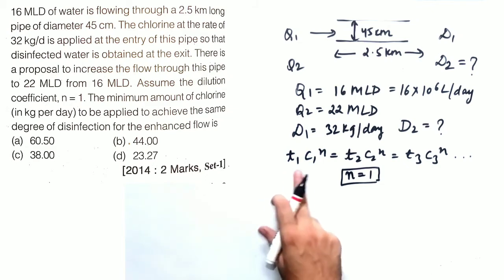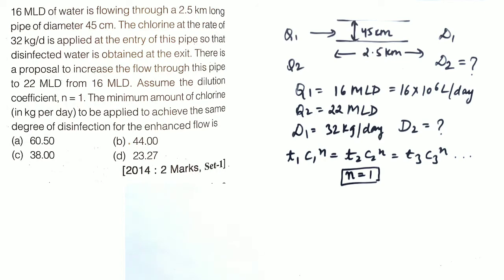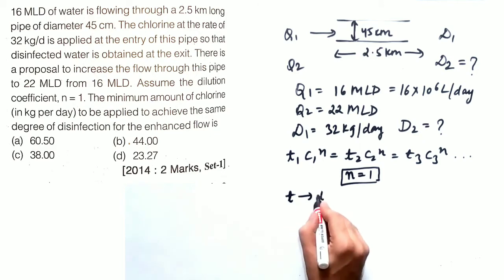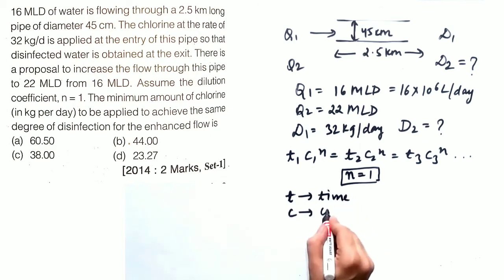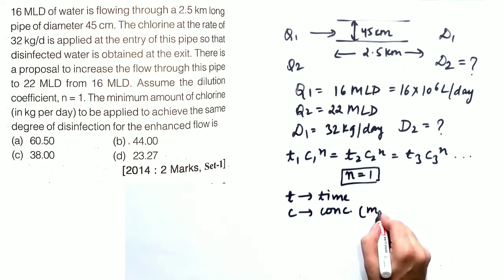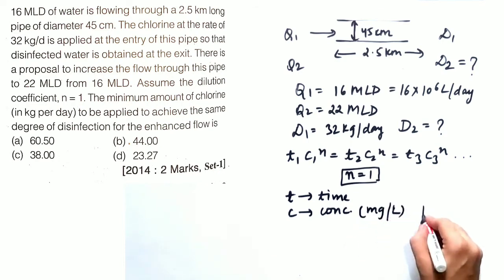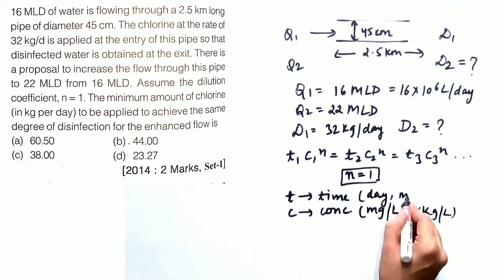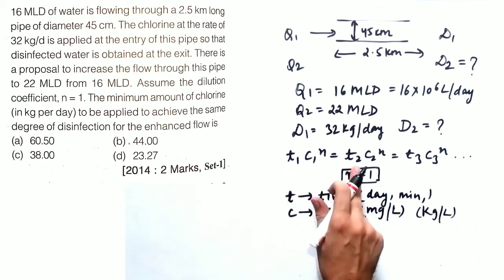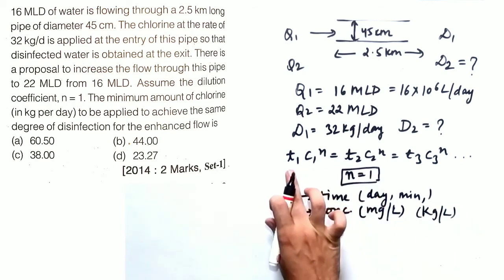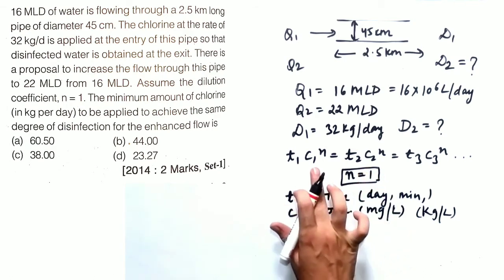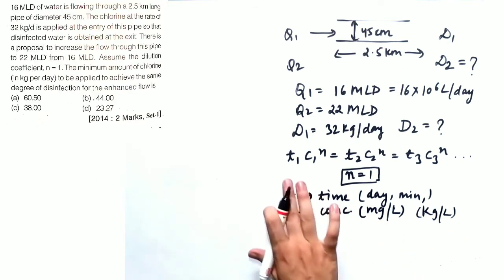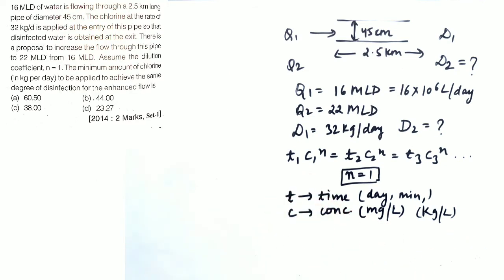You can see that there are terms T and C, and the given terms are Q and D. So how can we interpret this? See, T is the time and C is the concentration, and concentration is always in milligrams per liter or kilogram per liter and so on. Time can be in days, in minutes, in seconds and so on, because this is a kind of ratio. So if you are taking both the time units in minutes, it doesn't matter. If you are taking both the C units in milligram per liter or kilogram per liter, it won't matter at all. So how can we derive time from this particular equation?